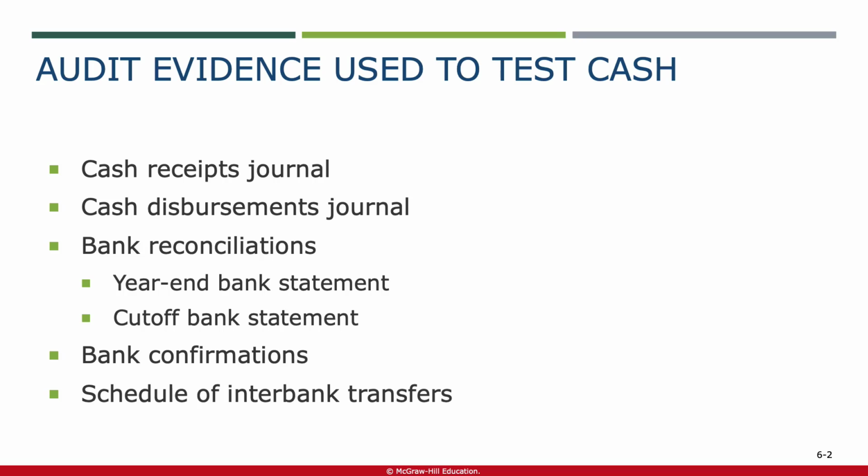Auditors review the bank reconciliation prepared by the entity. They rely heavily on bank reconciliations to verify the accuracy of cash balances. Bank reconciliations reconcile the differences between the cash records maintained by the entity and those reported by the bank. Unexplained reconciling items or adjustments may indicate errors or fraudulent activities and require further investigation. Auditors confirm the existence and ownership of bank accounts directly with financial institutions.